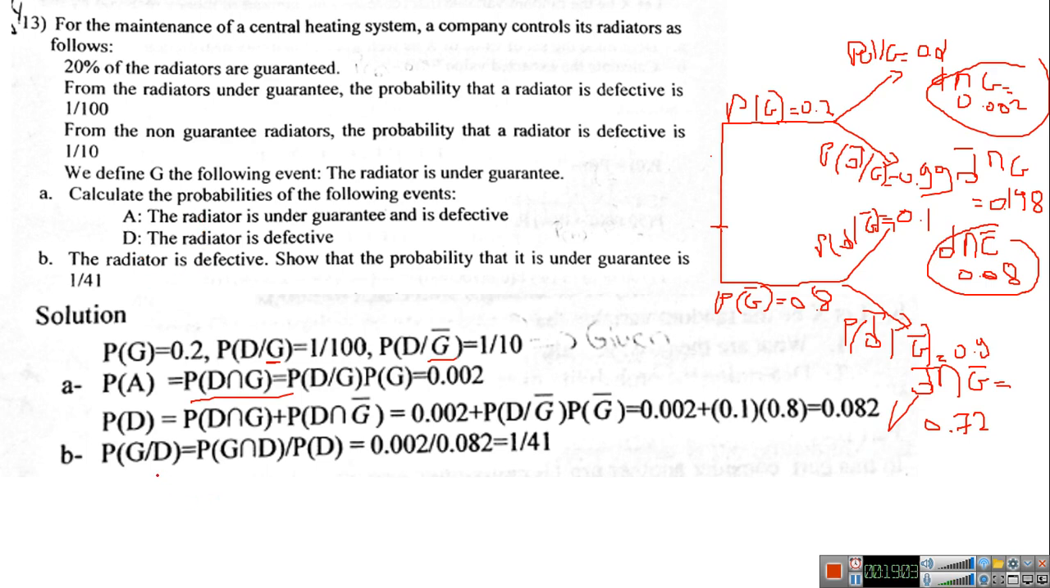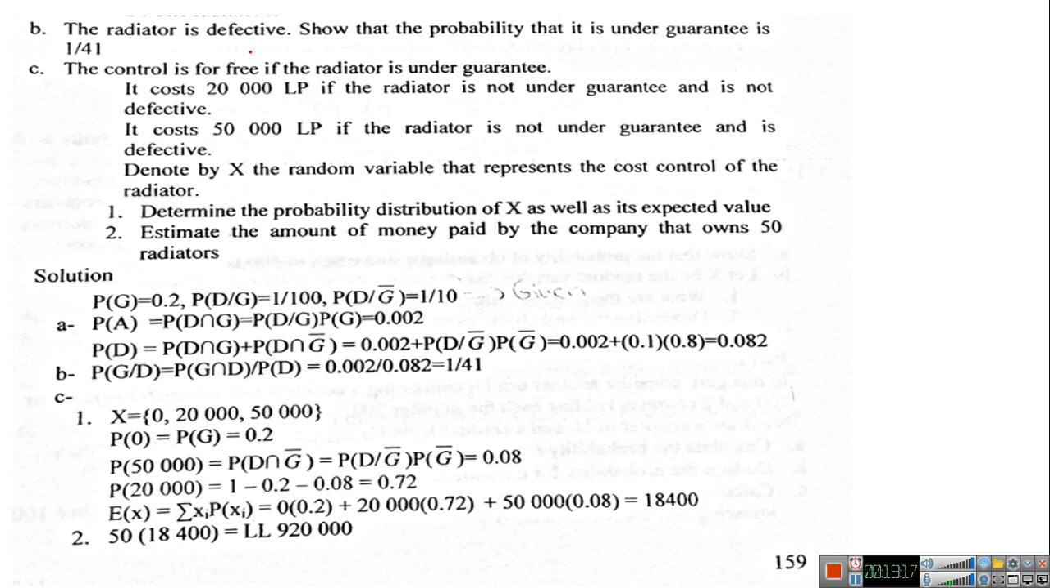The radiator is defective. Find it's under guarantee. You know this, I talked about it a lot. So you do the probability P of G intersecting D, which is 0.002 over 0.082, and you're going to get 1 over 41. Now the radiator is defective. Show that the probability. We did this part B up, I think.